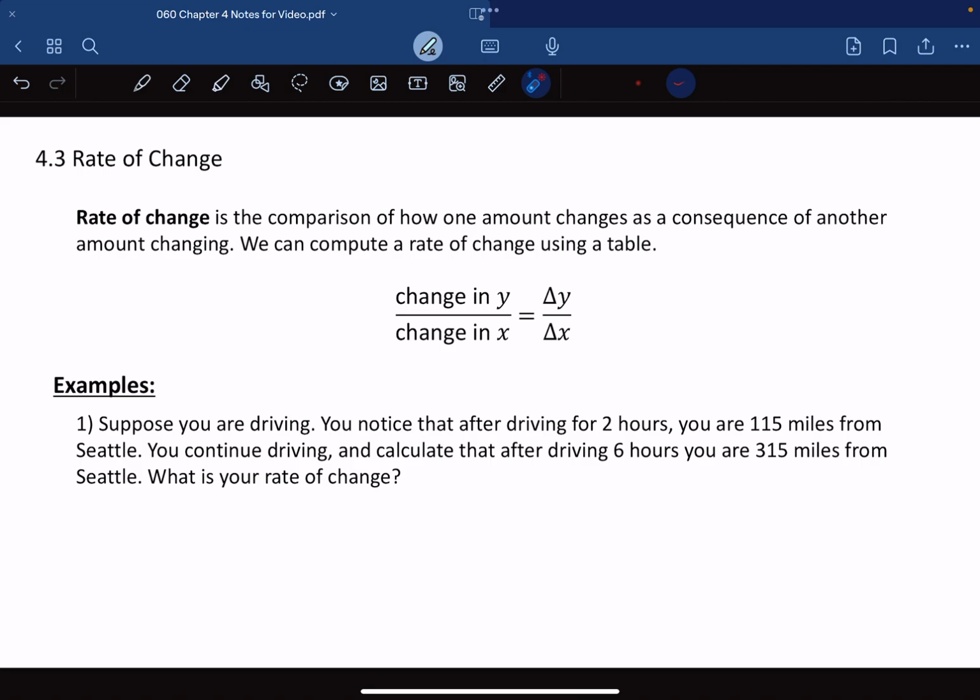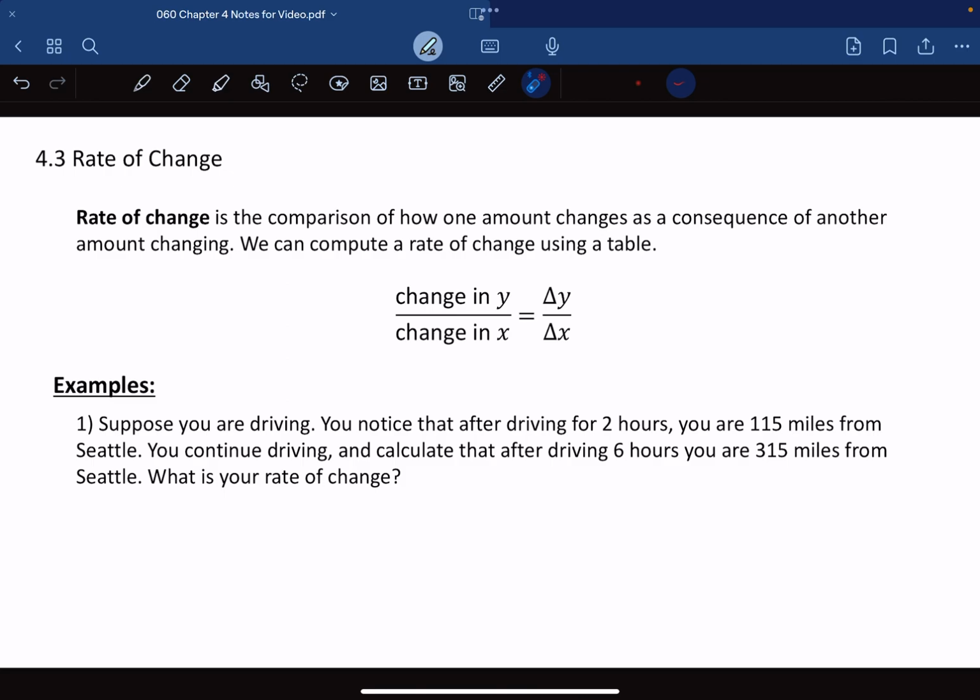There is a formula for calculating the rate of change, and we'll use the formula a little bit later. But right now, we're just going to use a table. And the rate of change is the change in y over the change in x. This little triangle is the Greek symbol delta, which represents the word change. And so we're going to do the change in y divided by the change in x. So we've got a couple examples we're going to look at.